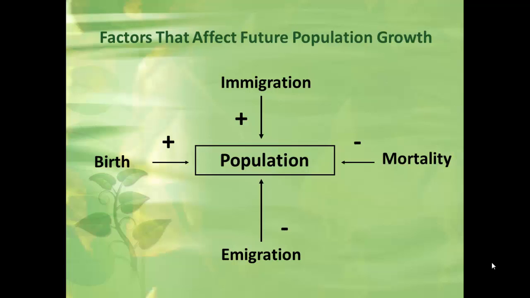This is just a diagram to show you how immigration, emigration, birth, and death affect a population. Birth and immigration are going to add to the population. Immigration, remember, starts with I, so it's individuals moving into the population. And emigration and mortality, or death, are going to subtract from the population. Remember, emigration starts with E, and it is individuals exiting a population.